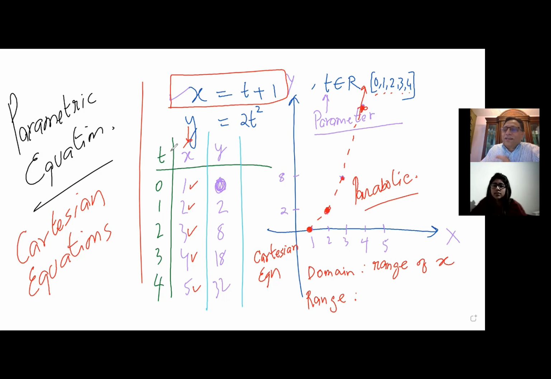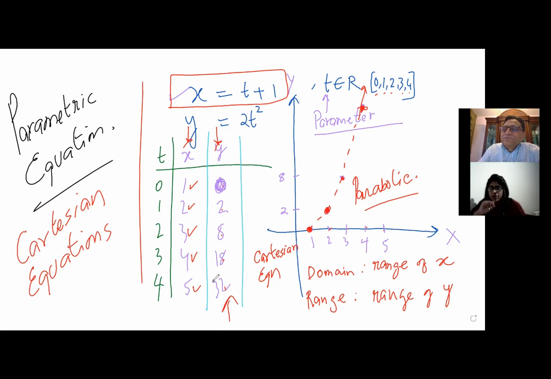And what is the range? The y values, of course. So it is the range of y. Do you understand this part? This is very critical. The range is the range of y. Now, if you look at the parabola, what is the domain? 1, 2, 3, 4, and 5. And what is the range? 0, 2, 8, 18, 32.